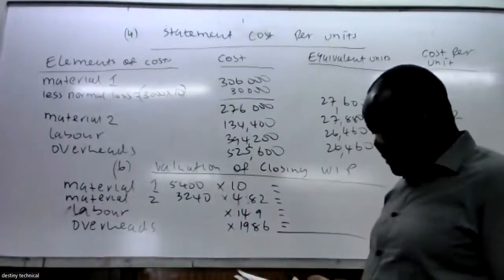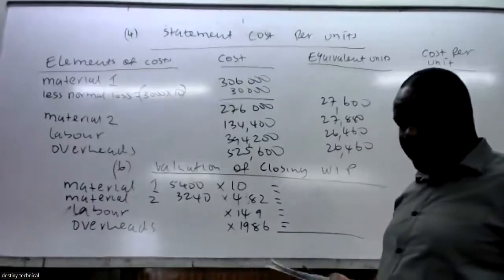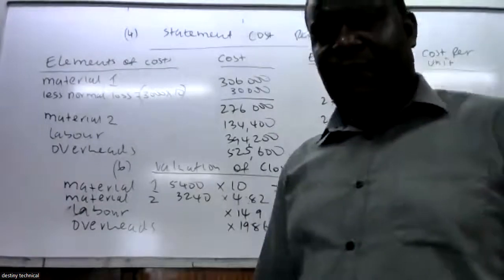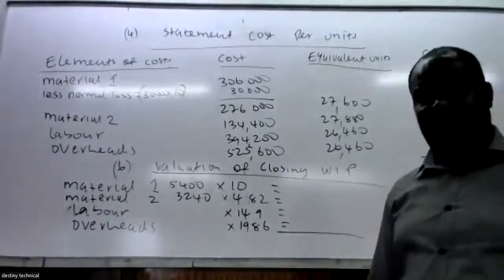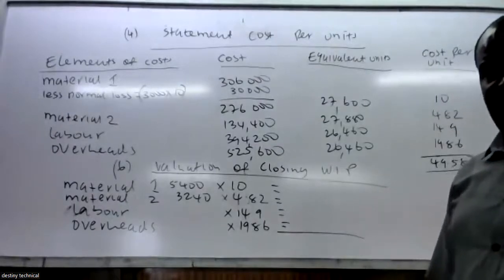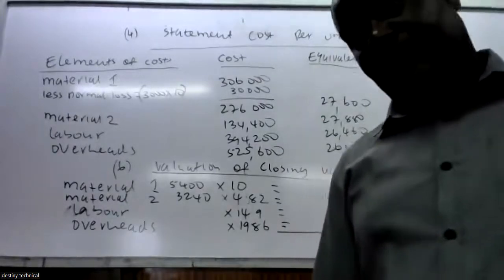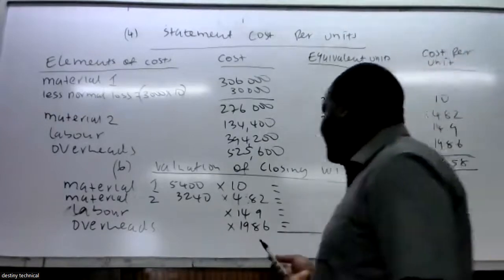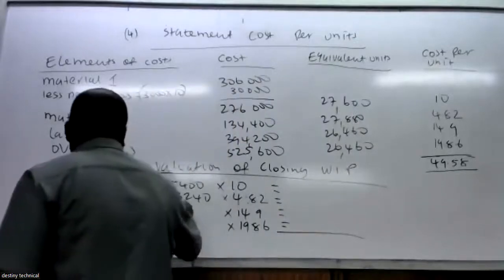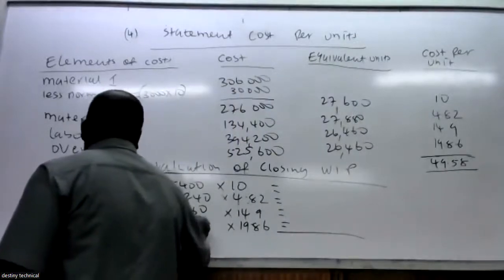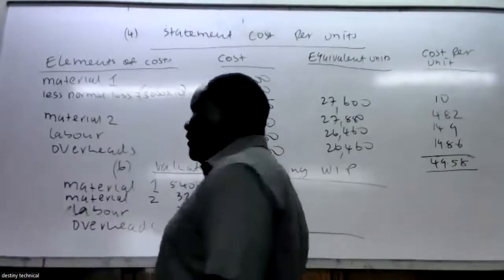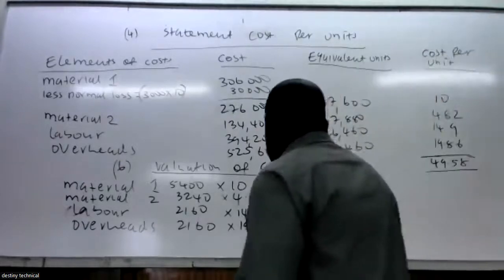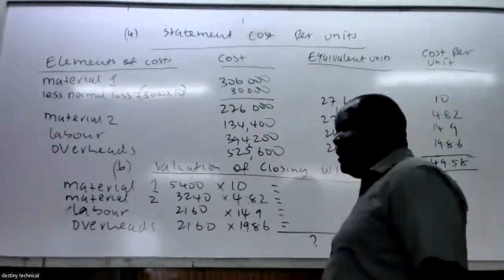Labor, it was meant to be 40%. 40% of 5,400 was able to give us how many units? 2160. So this one should be 2160. These others are remaining the same. So you get the cost by unit. So you add them together.